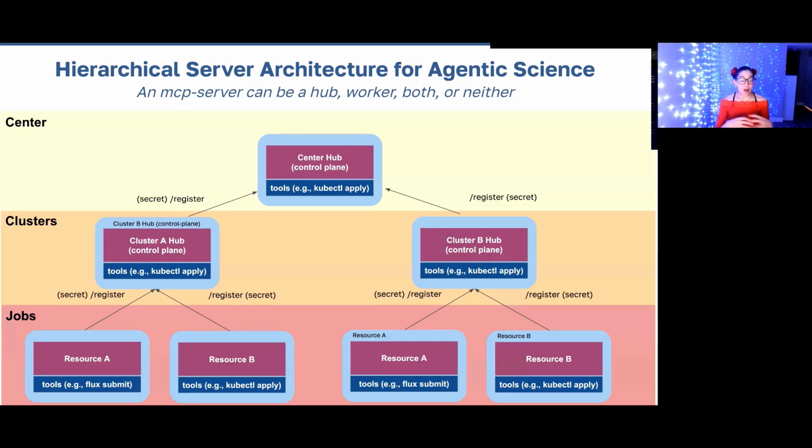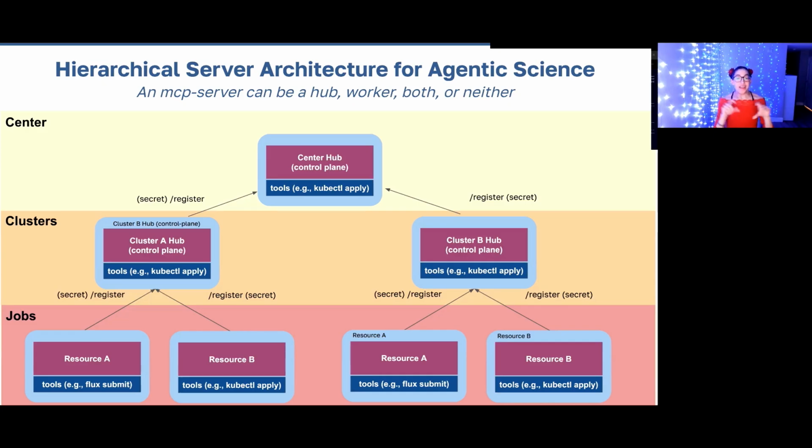What this means is that although you can deploy one MCP server on your local machine to run a small set of functions, any single server can act as a hub, as a worker, or both if you're in this middle layer. And what this means in practice is that you can send some kind of request to a parent. So let's say that you send a job to the center hub and you say, hey, center, I'm looking for resources to run this specific work.